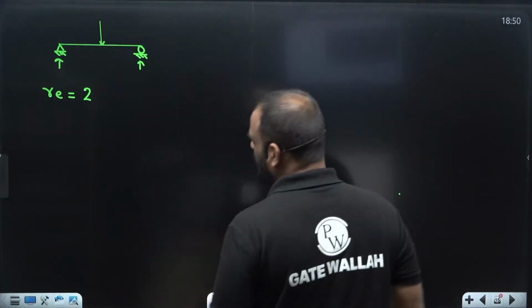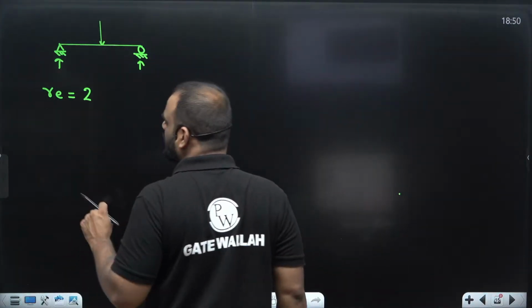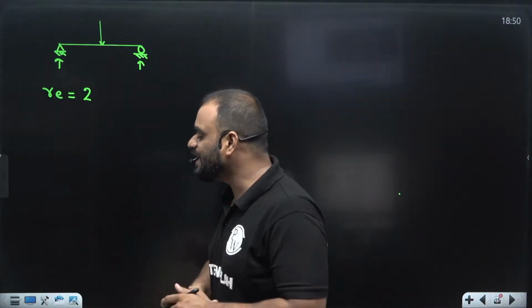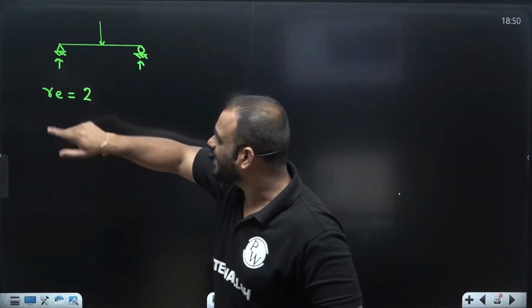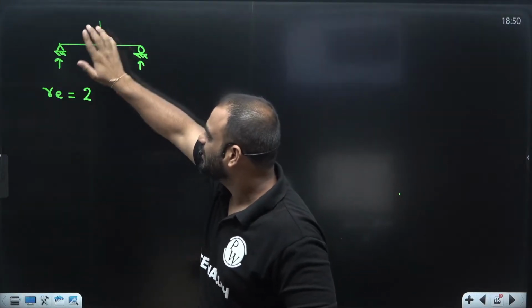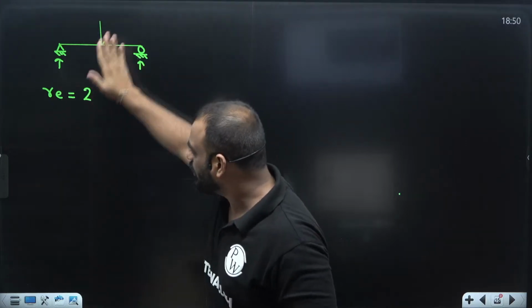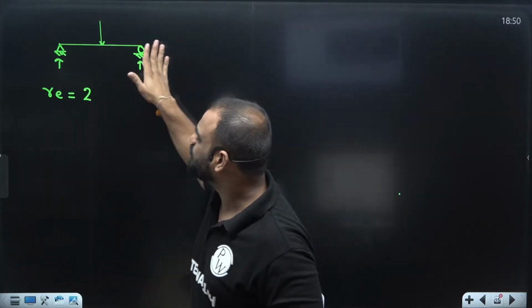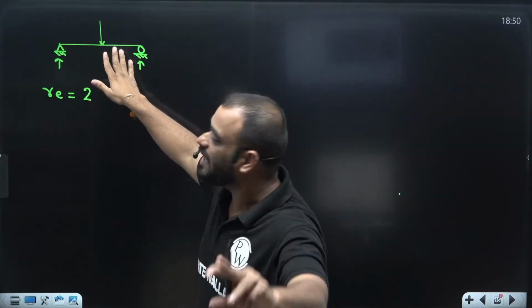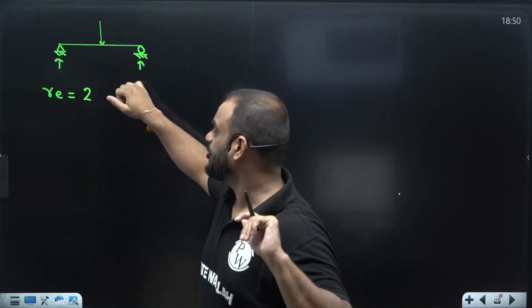Okay, sir. Now tell me, guys, why is it a 2D structure? Because you can see here, guys, whatever action is there and whatever reaction is there, it is lying on a single plane. So can I say that this particular structure is to be analyzed as a 2D structure? This is the first point. Okay.